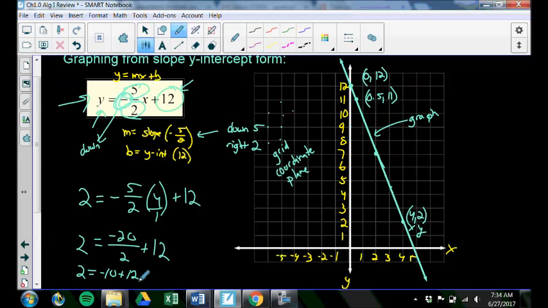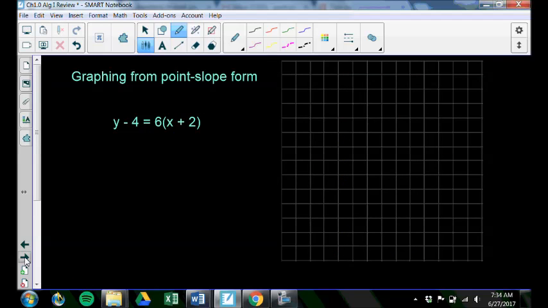So we get 2 equals 2, which works. Every single point on this graph would work in the equation. That's what a graph is. A graph is a picture, a visual representation of all the solutions to an equation. This is in point slope form.